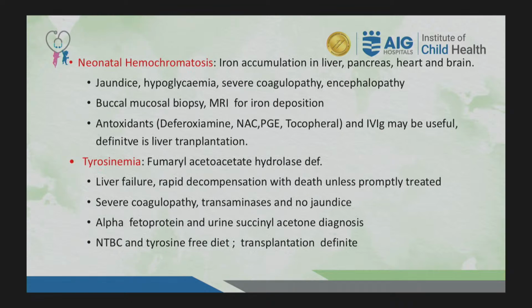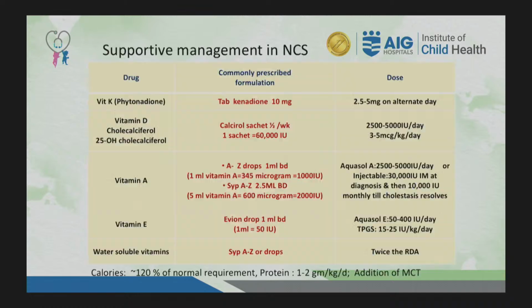In hemochromatosis, usually child presents with severe coagulopathy with jaundice. Usually, child will be sick. In tyrosinemia, there is a coagulopathy, transaminase elevation with no jaundice in some conditions. Liver failure, rapid decompensation with death unless promptly treated. So NTBC and tyrosine-free diet will be helpful.